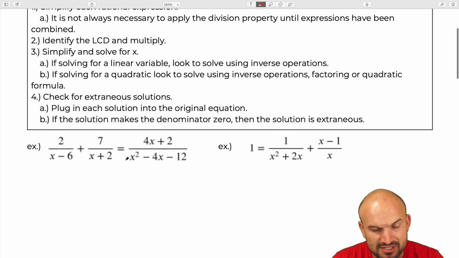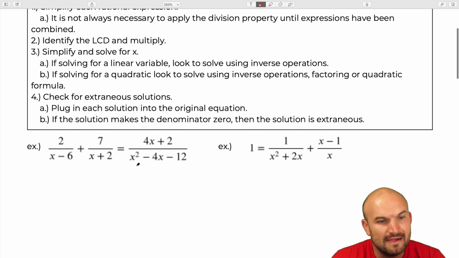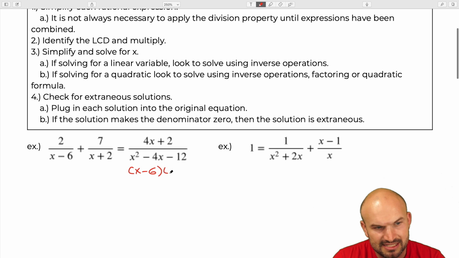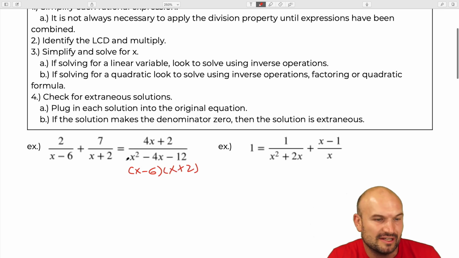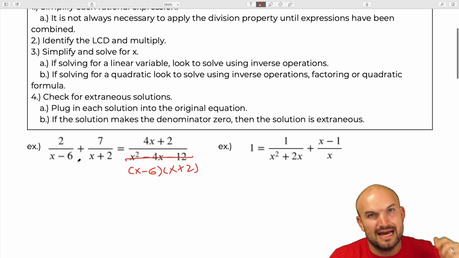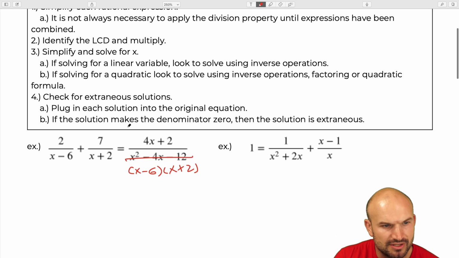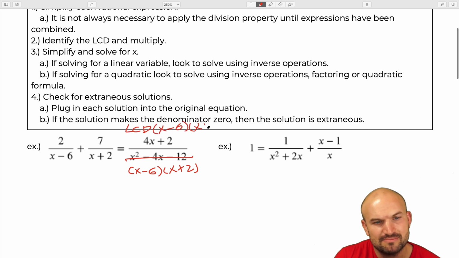And you can see in this first example, to identify the LCD, I'm going to want to factor all of my denominators. And in this case, you can see my denominator can be factored into x minus 6 times x plus 2. And a little tip here: if you have two other denominators, typically one or both of them are going to be included in your other denominator. So in this case, I can identify my LCD to be x minus 6 times x plus 2.